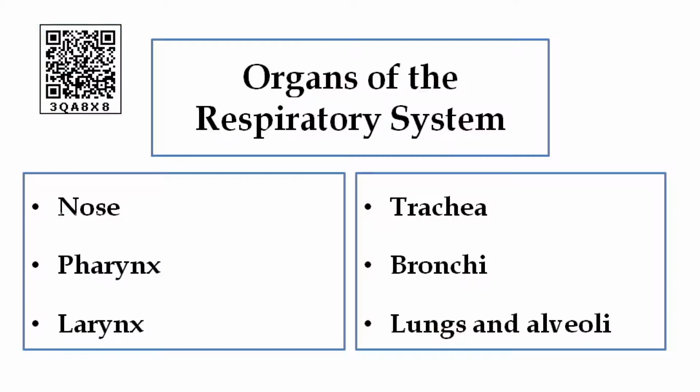So, what are the functions of these components? Shall we learn? Okay, children. Shall we move on to learn the functioning of these organs? Let us learn. These are the organs of the respiratory system. What are all the organs? Yes, as we have seen in the image, we have nose, pharynx, larynx, trachea, bronchi, lungs and alveoli. Okay, children. So, now observe the image.